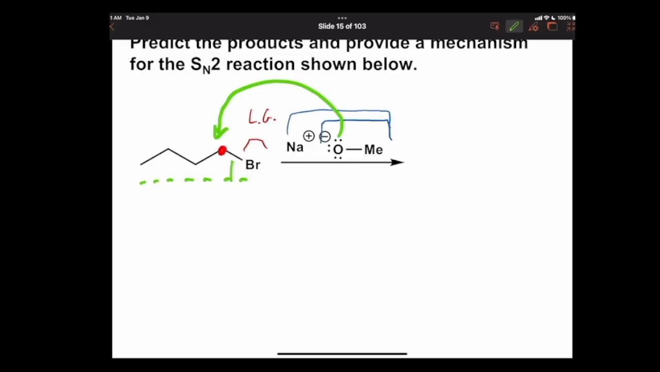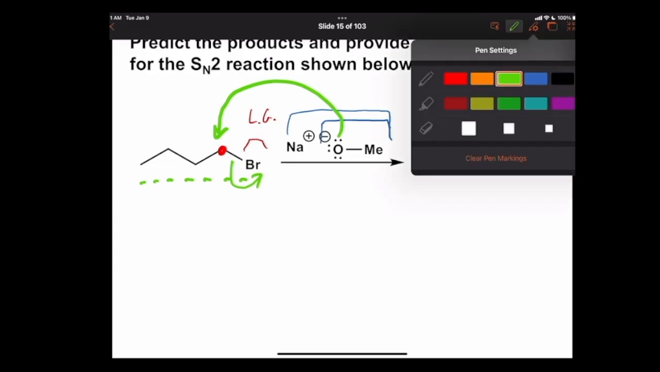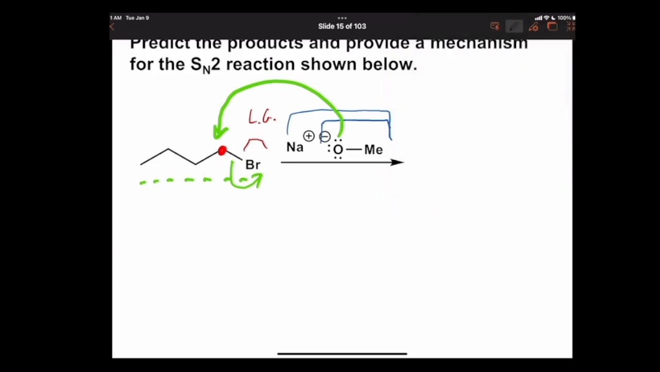We also must have a second pair of electrons, carbon to bromine. Just like an acid-base reaction, there's a total of 4 electrons moving, 2 arrows. All SN2 reactions must have at least these 2. This is the substitution portion. So the products of this reaction we have to draw out.